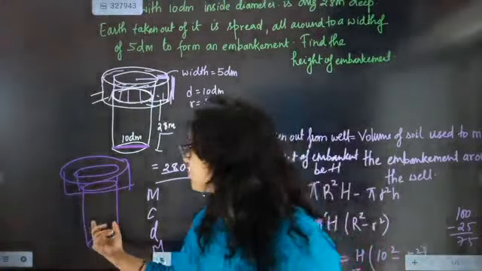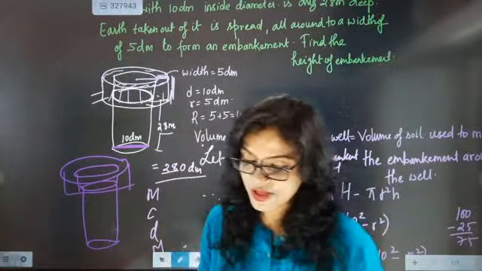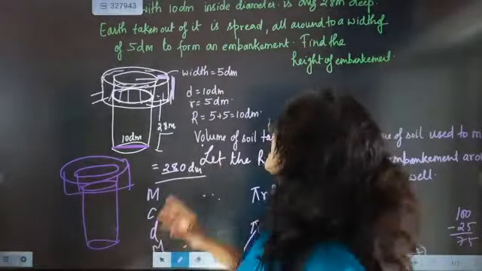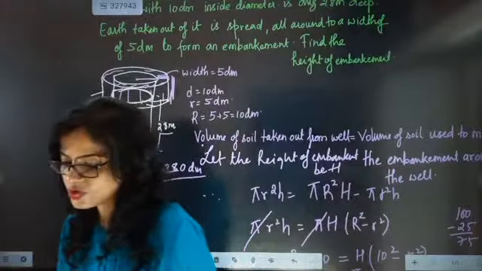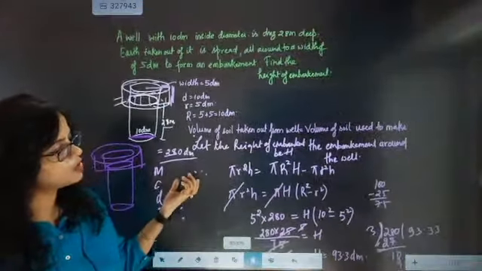So that means the volume of soil coming out from the well at the time of making will be equal to the volume of the embankment. Understood? This is the concept, and that's why I wrote this statement. So here, the volume of soil taken out from the well will be exactly equal to the volume of the embankment.